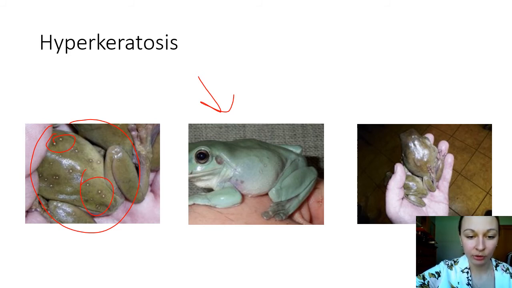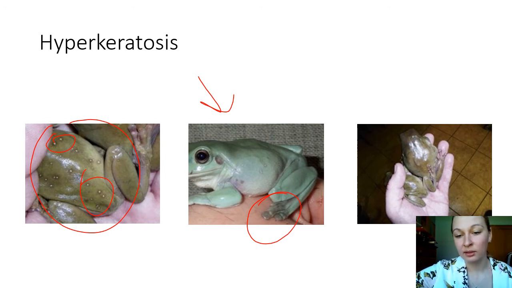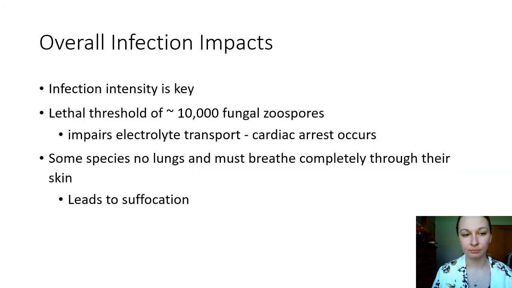In the second picture, the coloration is better, but there's shedding on the toes. And then in this third picture here, there's discoloration on both frogs, but then there's also a little bit of skin shedding there and there. So overall, the infection intensity is key.